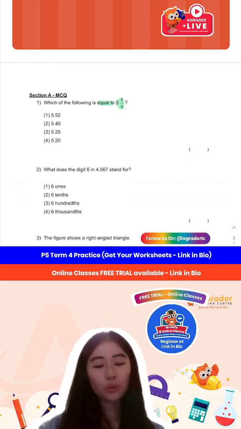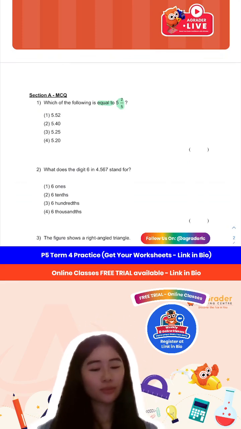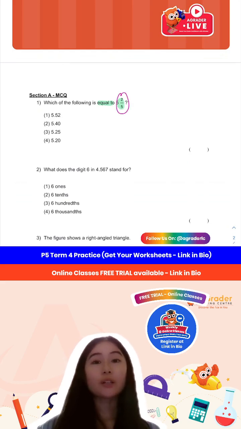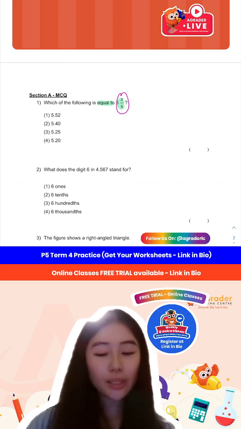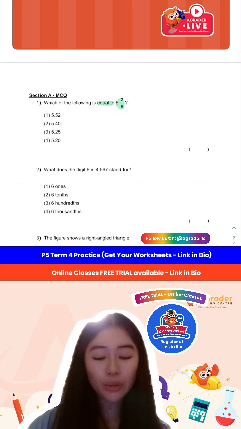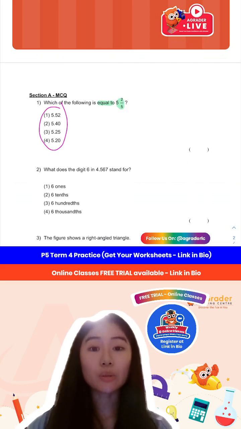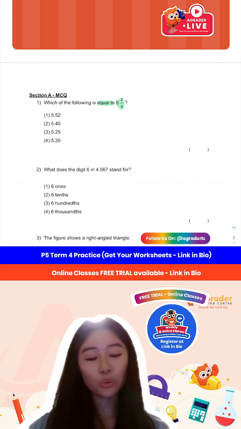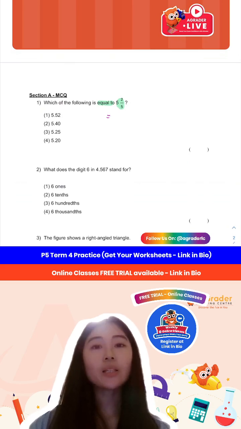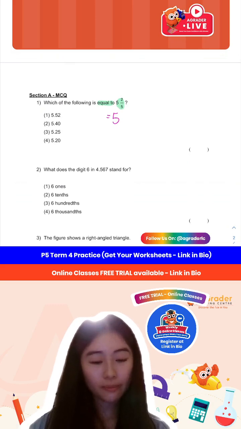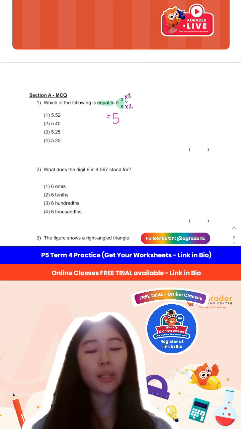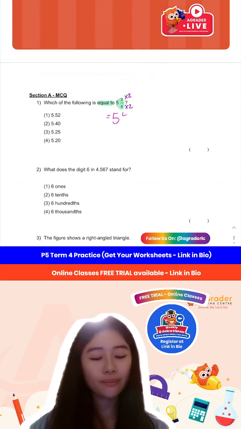Yeah, so let's go through this. 5 and 2 over 5 is a mixed number. Okay, so mixed number, but then you see that the options are decimal. So if you want to change a mixed number to decimal, you got to make the denominator either 10, 100 or 1000. So for this one, you can actually times 2 to change the denominator into 10.